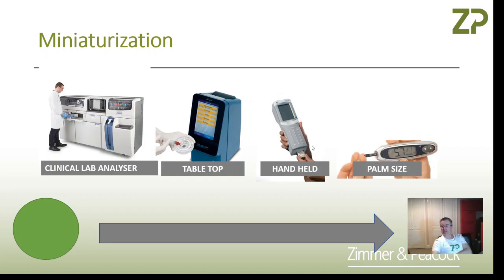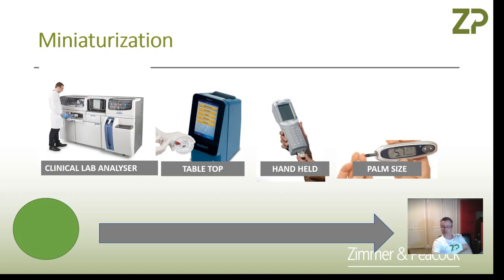Then you have the handheld analyzer, which can take one patient sample and do one test on it at a time. And then you have something less than hand size, this palm size device, which is a typical glucose sensor. So it's not like we're trying to do everything that the clinical analyzer can do in our palm size device. We've reduced it down to just one test on one sample, but very quickly and where the patient actually needs it.